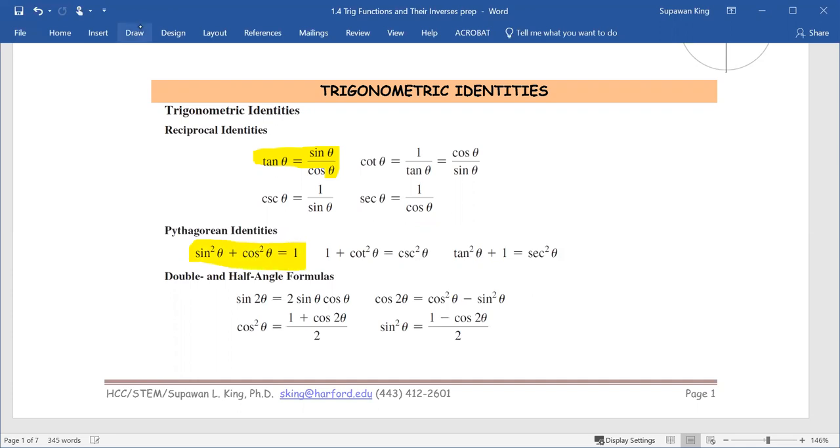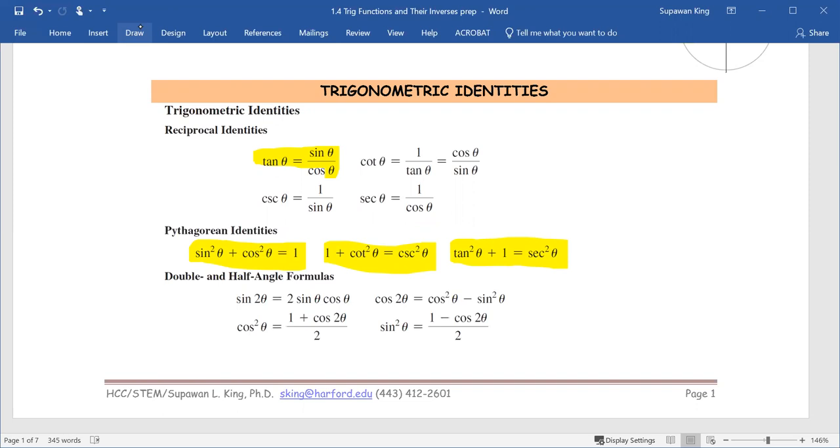Another important set of identities, the Pythagorean identities. Sine squared theta plus cosine squared theta equals 1. 1 plus cotangent squared theta equals cosecant squared theta. Tangent squared theta plus 1 is secant squared theta.